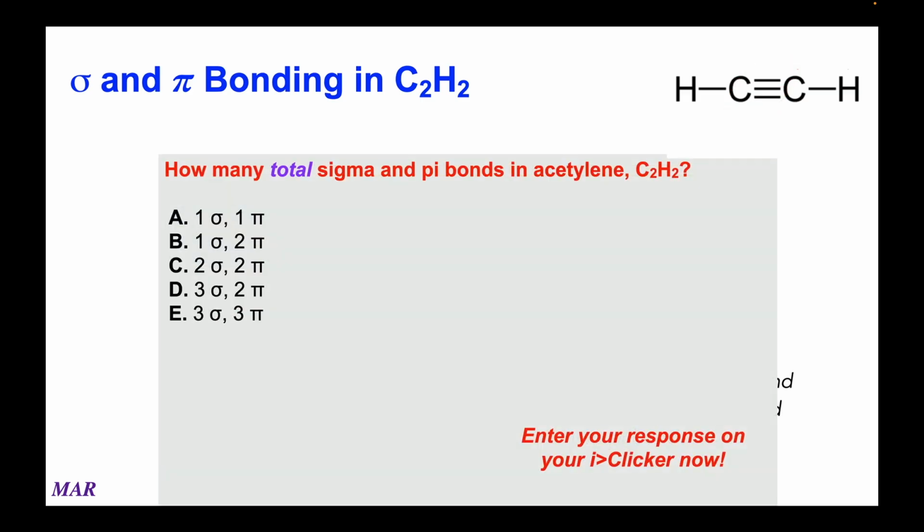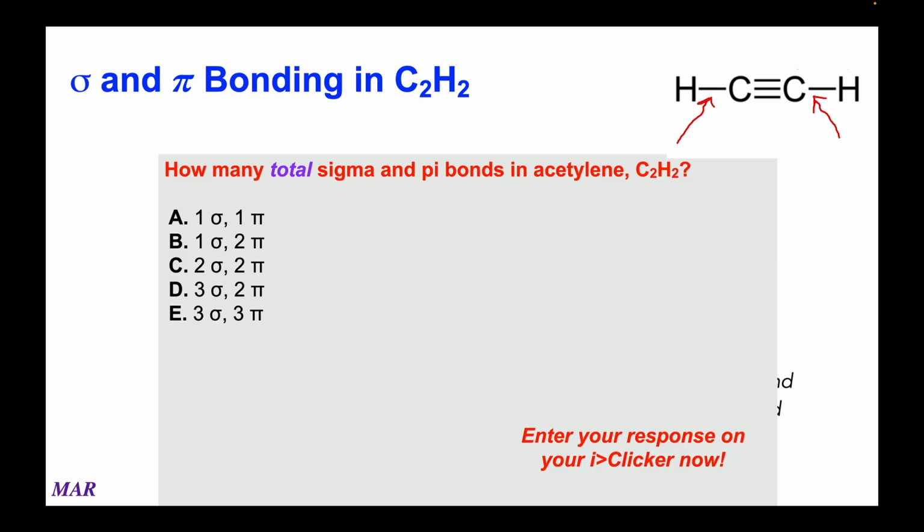This is a question you might see. It says how many total sigma and pi bonds are in acetylene, C2H2, and the Lewis structure is listed up there on the top. All right, so first of all, every time you have a single bond, that's a sigma bond. So there's 1 sigma right there, and there's 1 sigma between that CH right there. So that's 2 sigmas. And then in the middle there, you have that CC triple bond. You have 1 sigma and 2 pi bonds.